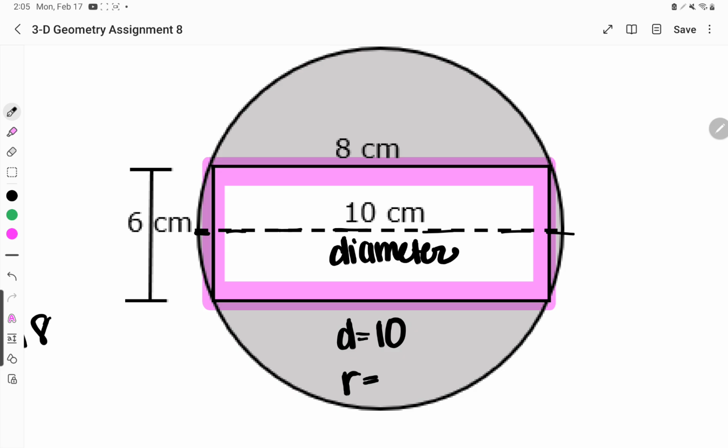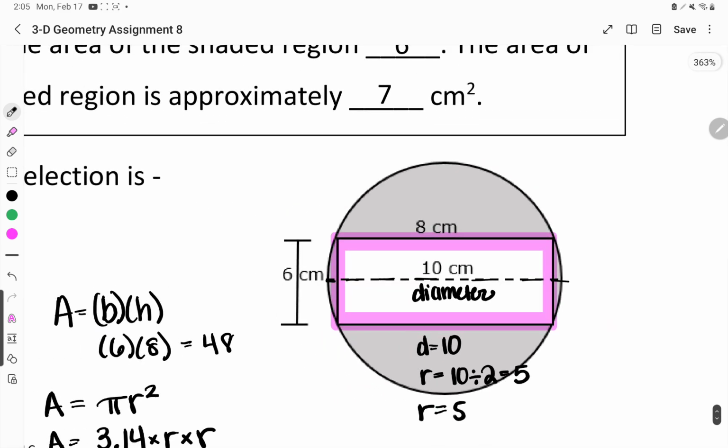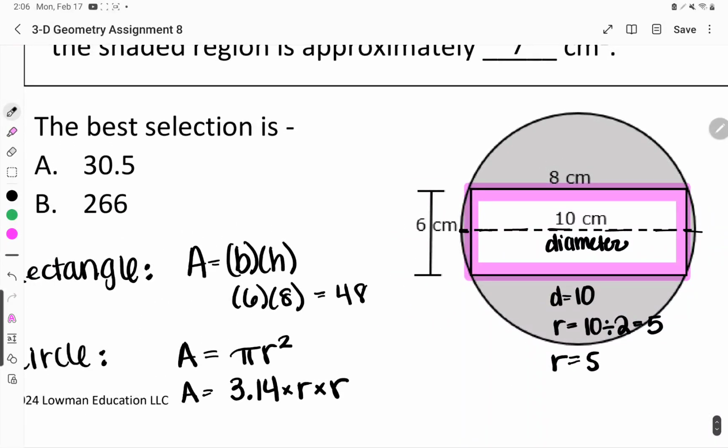My radius is what? Well, how do I go from a diameter to a radius? I divide by 2. So my radius equals 10 divided by 2. So what's my radius? 5. So radius equals 5. So now, instead of those r's, what can I go through and put? I can say area equals 3.14 times 5 times 5, which is going to give me 78.5.